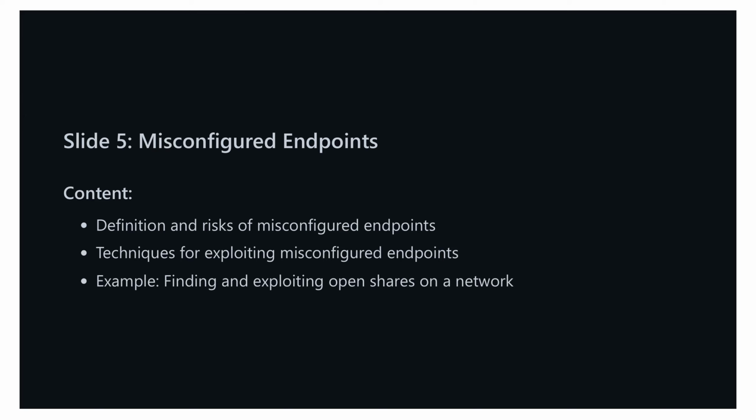Open shares that are improperly configured can provide attackers a treasure trove of files and data without needing special access permissions. An example of this exploitation might involve using automated scanning tools to identify open network shares and then navigating those shares to retrieve sensitive documents, install malware, or use legitimate files to further the attack. In the next slide, we'll delve into payload obfuscation, seeking to understand why it's important and exploring techniques for creating obfuscated payloads to evade detection.